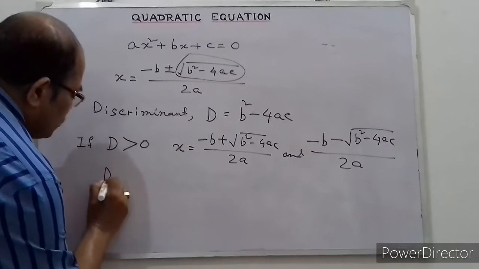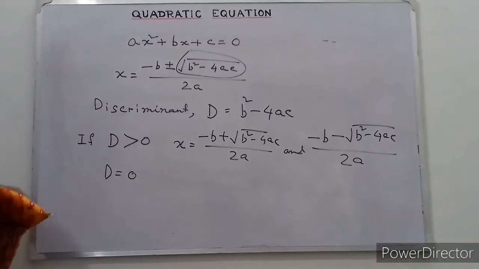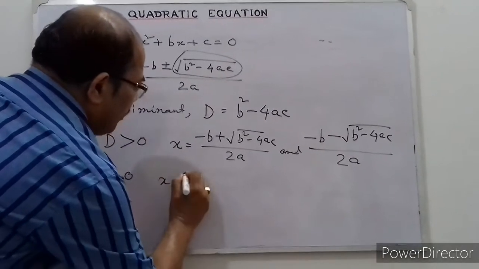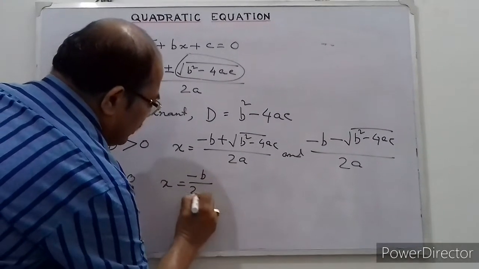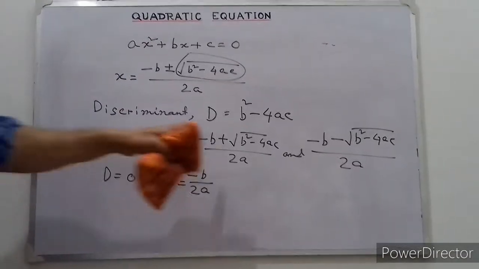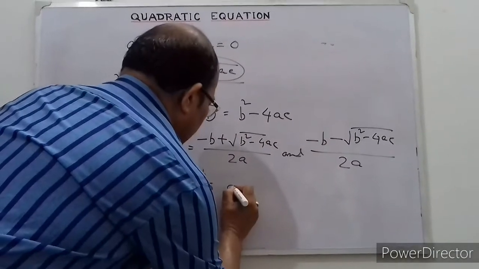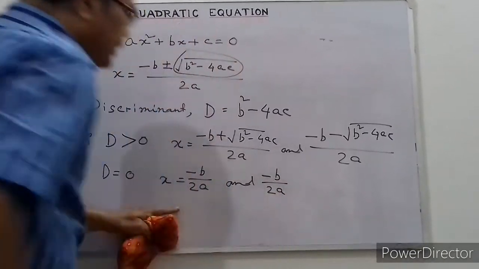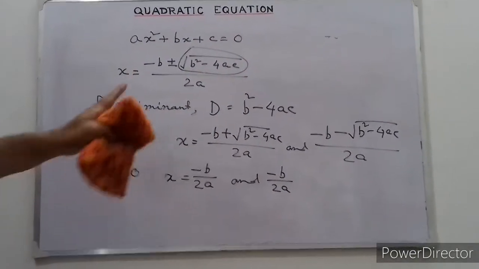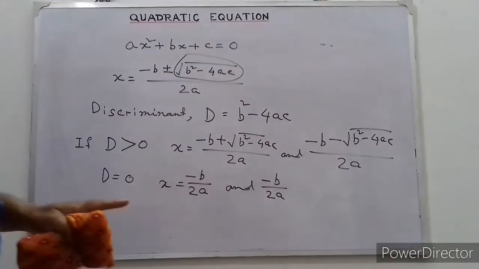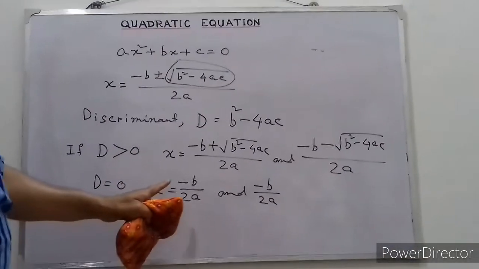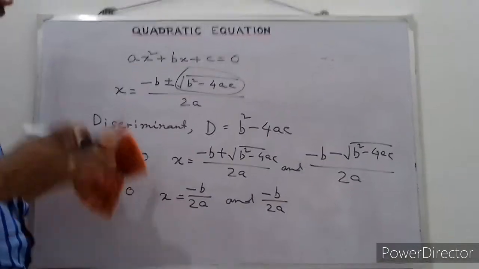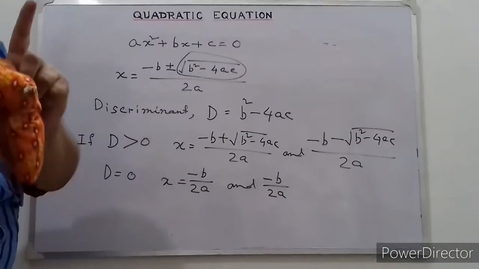Now suppose D equals 0. In that case, this discriminant is 0, means x equals minus b by 2a. That is, both the roots are minus b by 2a. Don't say that is one root. Roots are 2 in number, but the roots are equal. Equal roots, real roots, and two roots.